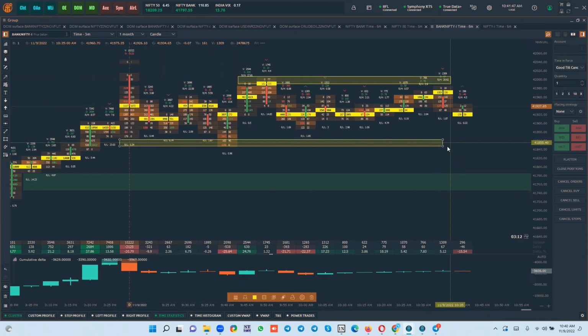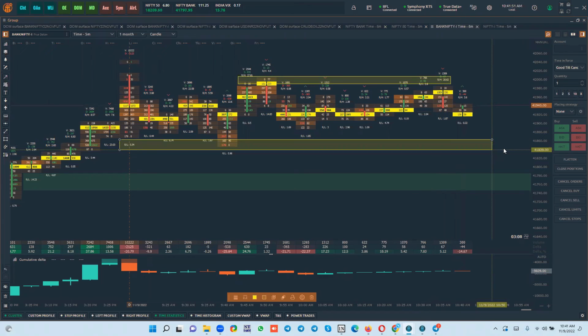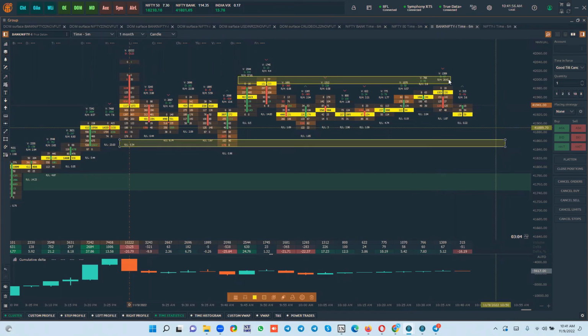So when you start looking into this, start adding these kinds of drawings on your chart so that it will be very useful for you to know what exactly is happening.